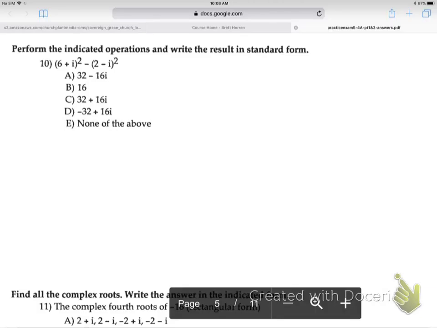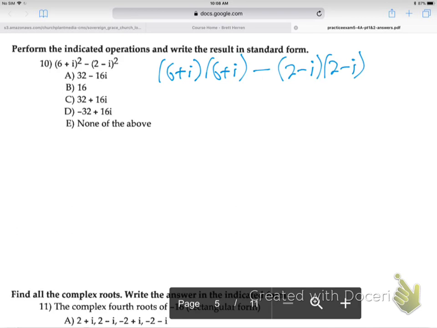Okay, so 6 plus i squared is 6 plus i, 6 plus i. And 2 minus i squared is 2 minus i, 2 minus i. So yeah, this is a little tricky.